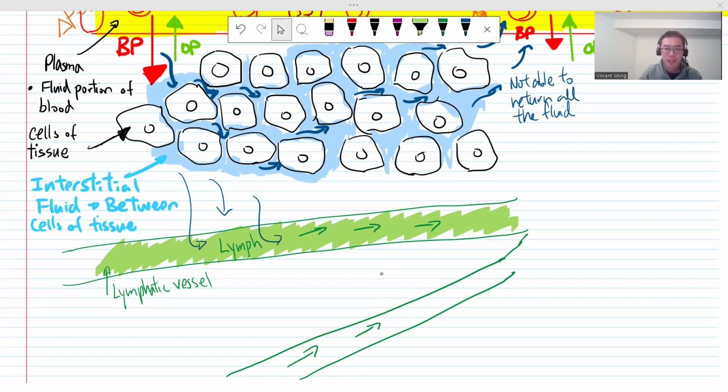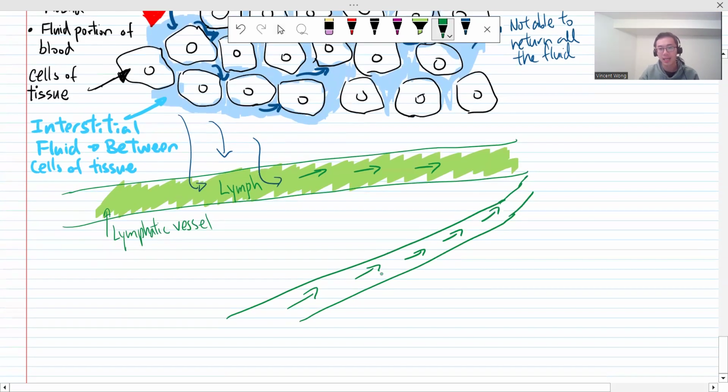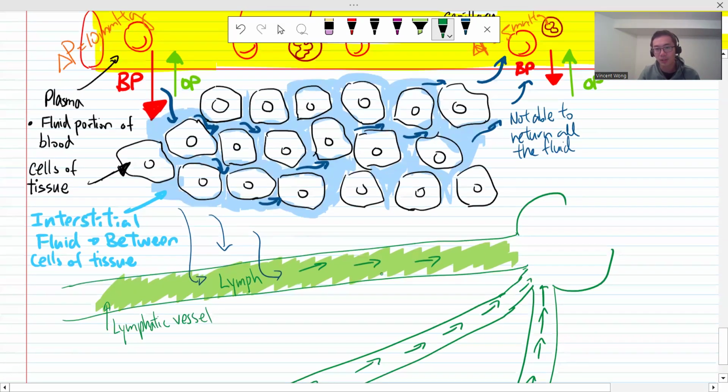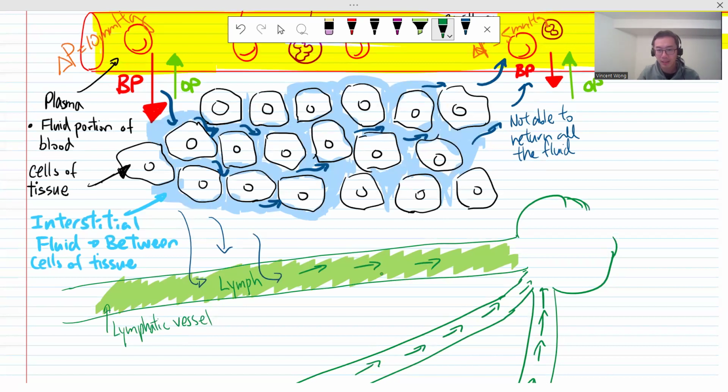Okay, good. So then you're going to have another lymphatic vessel coming from another part of the body, and then another lymphatic vessel coming from another part of the body. Multiple lymphatic vessels are going to come together and converge, okay? Join together in this big thing here. And this here is a lymph node.